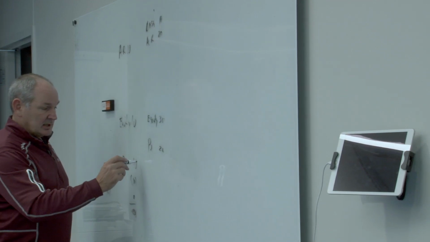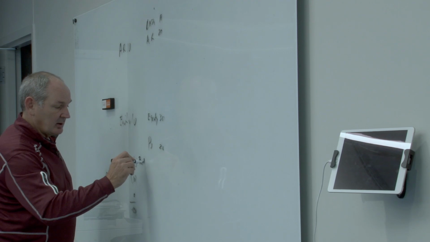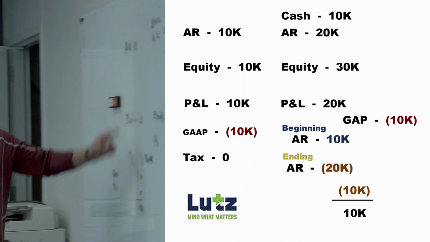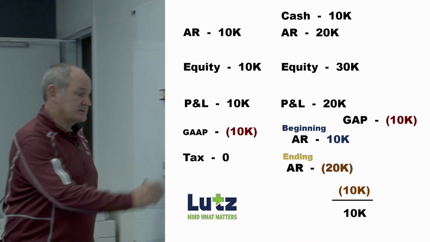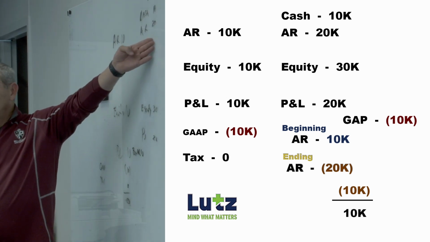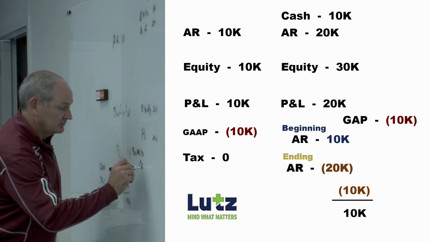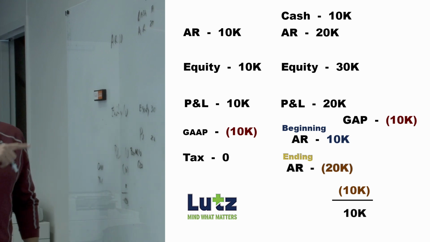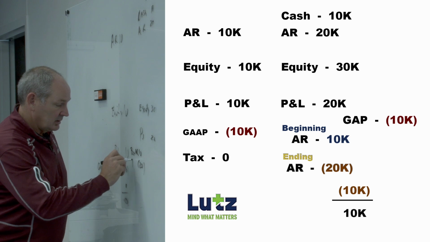The way this works for cash basis is you have a beginning AR amount. What's my beginning AR amount, Carter? 10,000. What's my ending AR amount? 20,000. So you have this fluxing, or comparing the two.